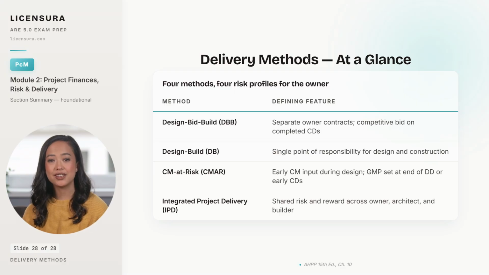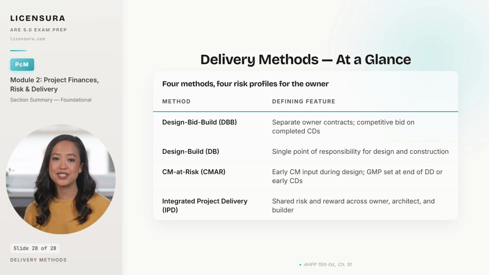4 delivery methods. 4 different ways the owner trades cost certainty against schedule speed against design control. Design bid build is the traditional path. Separate owner contracts with the architect and the contractor. Competitive bid based on completed construction documents. The owner gets the lowest hard price, but the longest schedule.